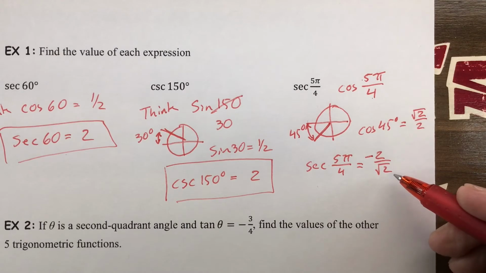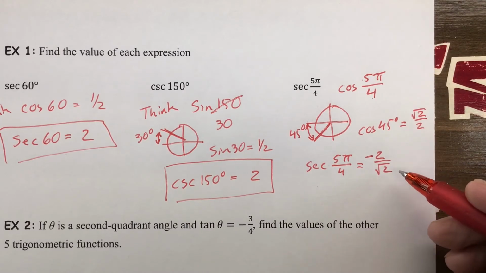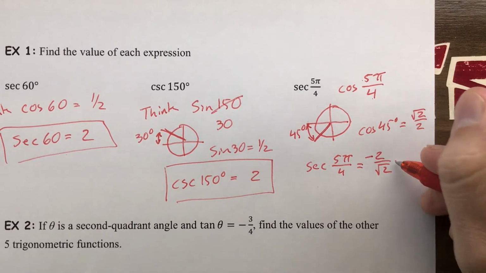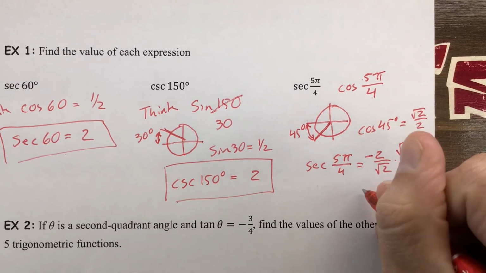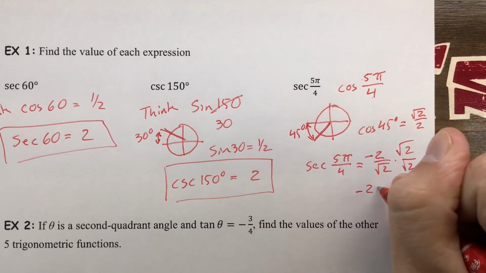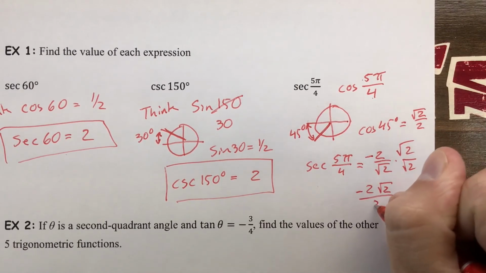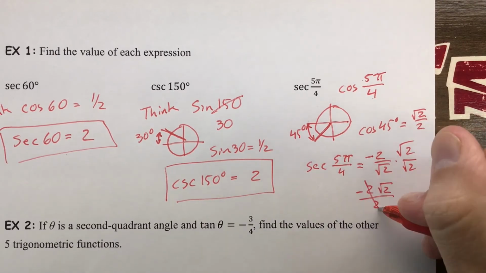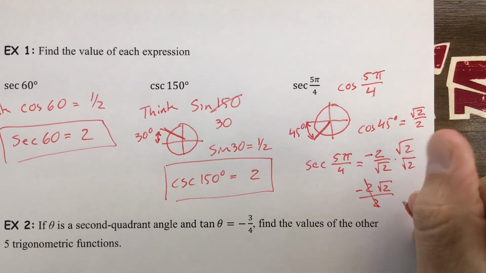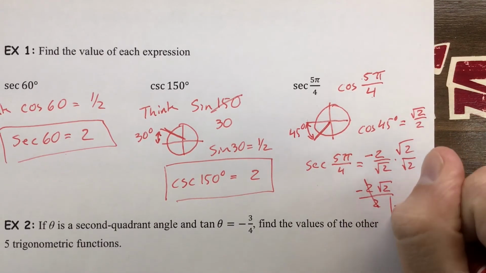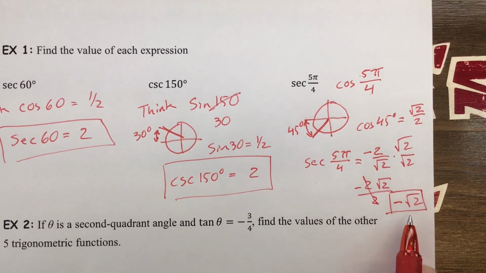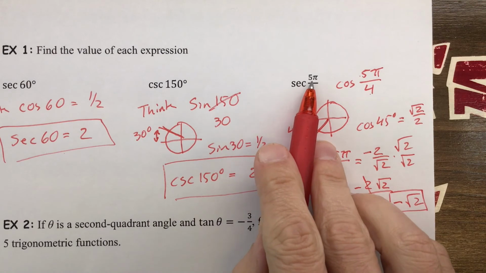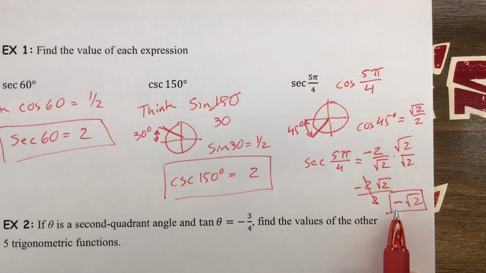Now, that answer is not going to cut it because we ended up with a radical on the bottom. We're going to fix that up by multiplying the top and bottom by square root 2. And that will give us negative 2 square root 2 over a regular 2. Regular 2's can cancel out. And we end up with negative square root 2. That'd be the answer. Not a lot of space to squeeze that in there, but that is it. The secant of 5 pi over 4 will be negative square root 2.